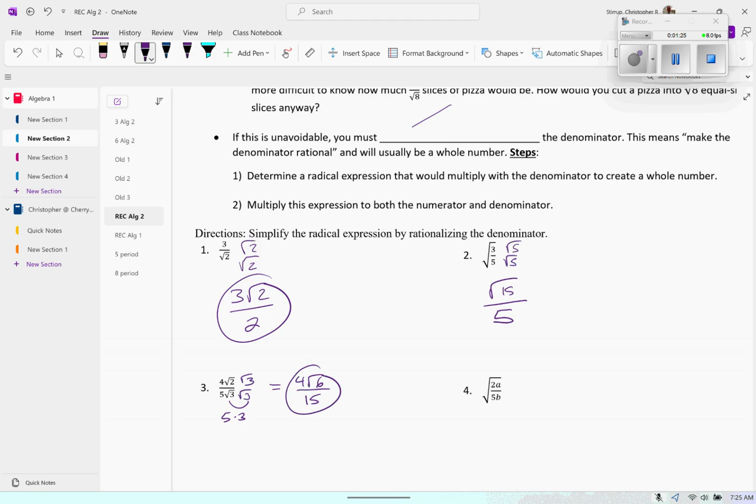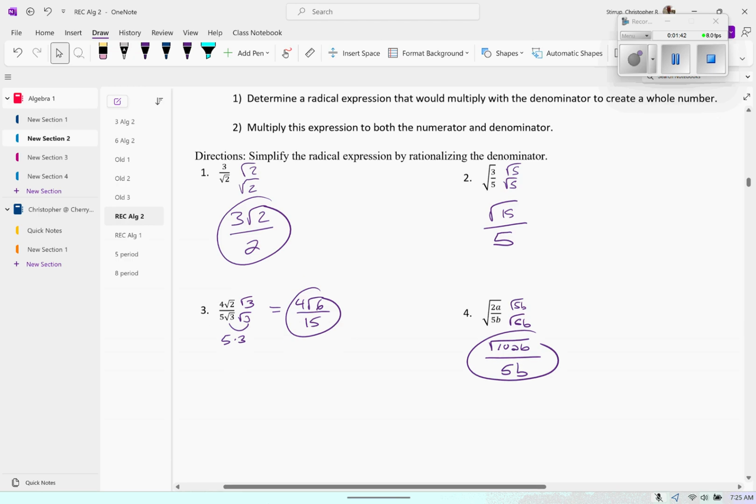It will not. On this one, I'm going to multiply top and bottom by root 5b and root 5b. So on top, I'm going to get root 10ab. 10 will not break down. Root 5b times root 5b is root 25b squared, which is just 5b. Nothing to reduce outside or inside in this case.